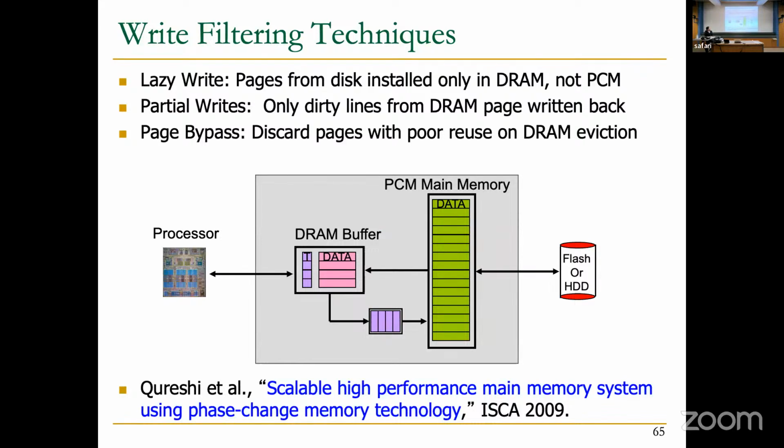And then we can consider lazy write, using the DRAM as a filter, for example, where a page from the disk is installed only in DRAM, not PCM. Then partial writes, where we only write the dirty lines from DRAM pages when we write the data back to the persistent memory. And also page bypass, where we can discard a page with full reuse on DRAM eviction.